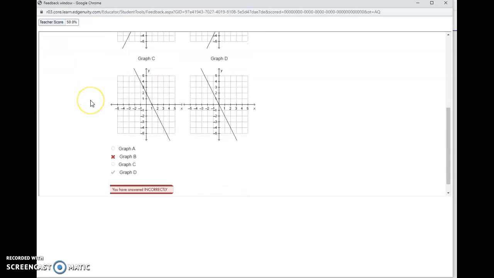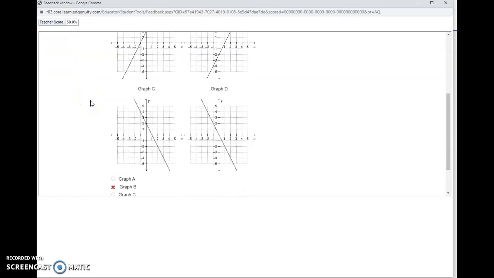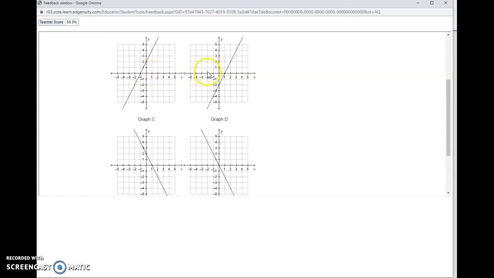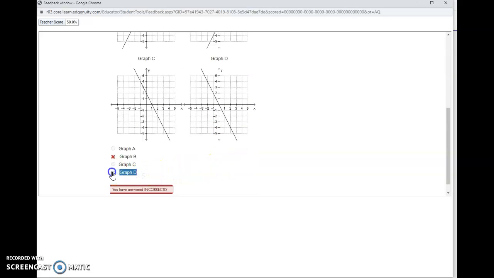Okay, which one shows direct variation? So remember the thing I said before, it needs to go through 0, 0. Hey, that graph goes through 0, 0. It's the only one, so graph D.